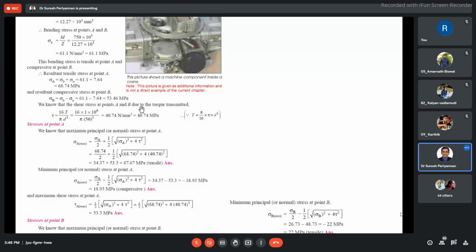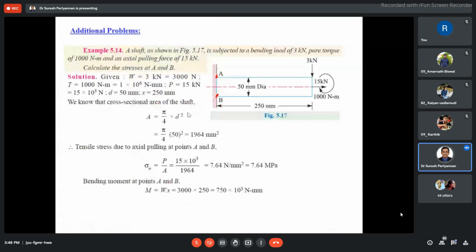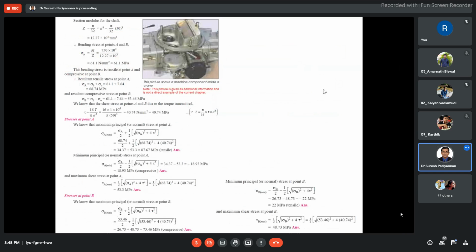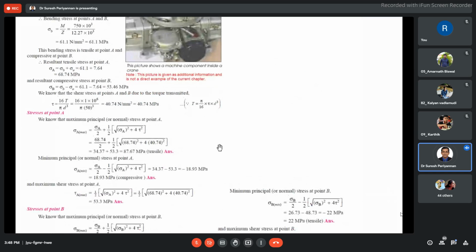Now we know that there is also shear stress at the points A and B, because the torque of 1000 Newton meter is also acting on the beam. Then we would like to find out how much the shear stress is. Now the torque, see here. This comes from the formula T by J.